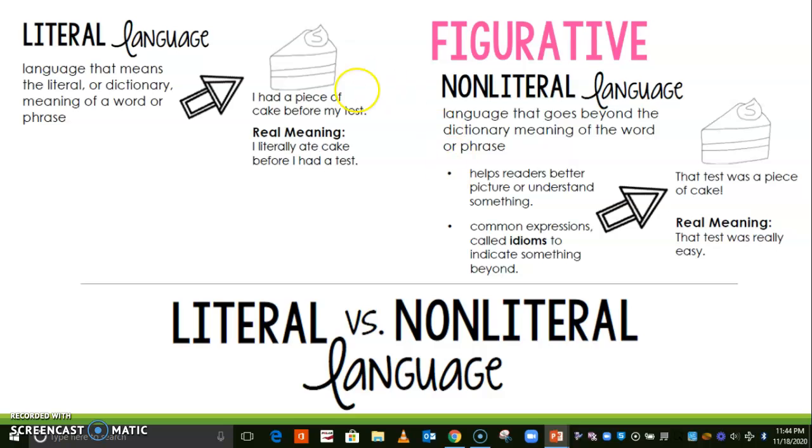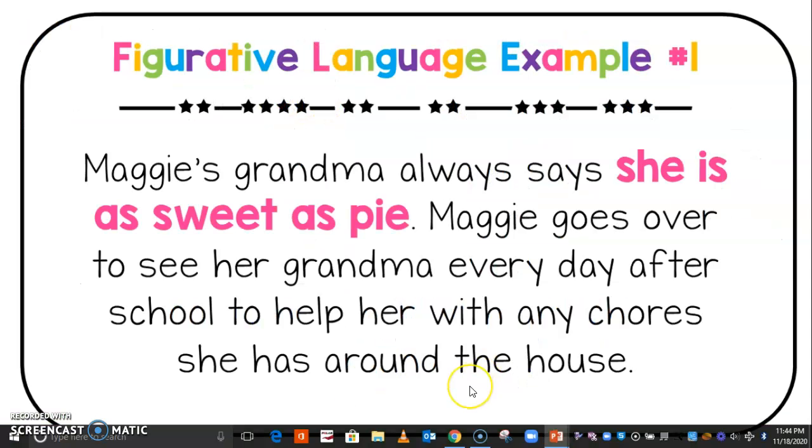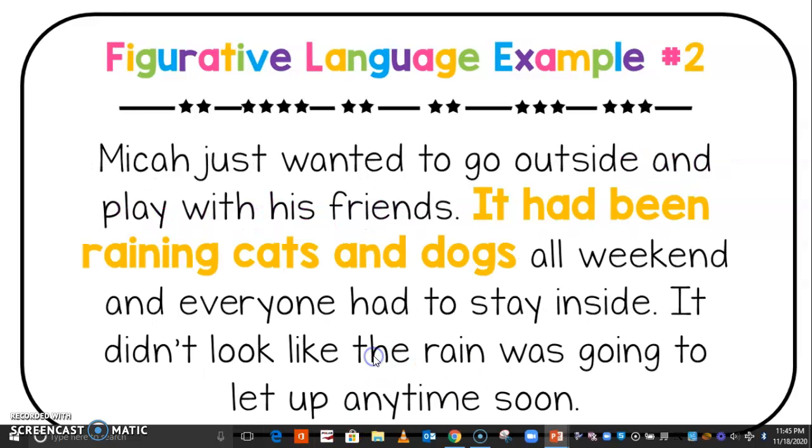Okay, so let's look at some more to get an idea of what we're talking about here. Example number one: Maggie's grandma always says she is as sweet as pie. Maggie goes over to see her grandma every day after school to help her with any chores she has around the house. So the figurative language is she is as sweet as pie. If we change that to literal language, we would just say Maggie's grandma always says she is a sweet girl, right? That's the literal language.